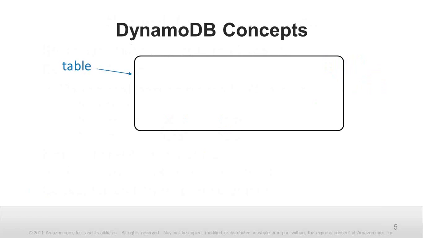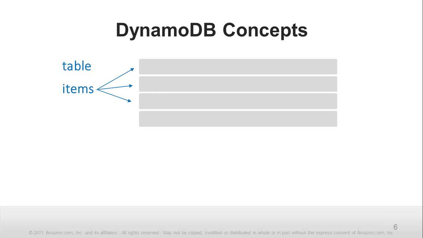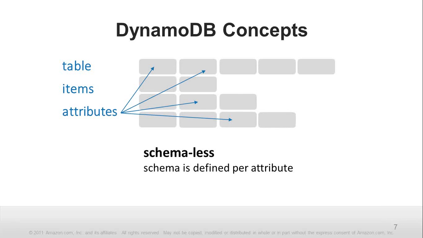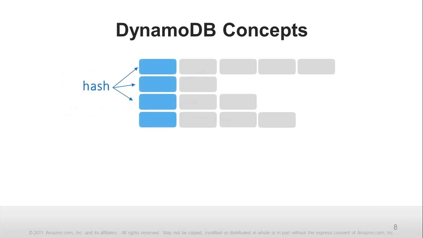So let's start with a few core concepts. The primitive container structure for DynamoDB is a table, and within a table is a collection of items. An item is a collection of attributes, each individually assigned at the item level. Now, when we talk about schemaless, the schema is defined per attribute. So this is a differentiation from a relational database where the schema is defined at the table level. So this gives a great deal of flexibility in designing and growing applications into different areas of functionality.